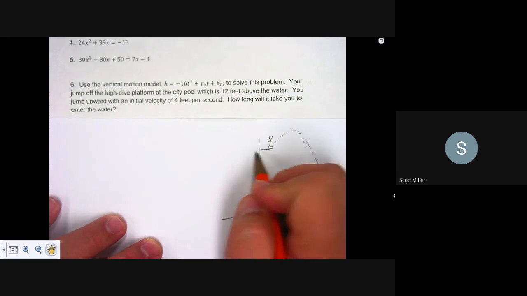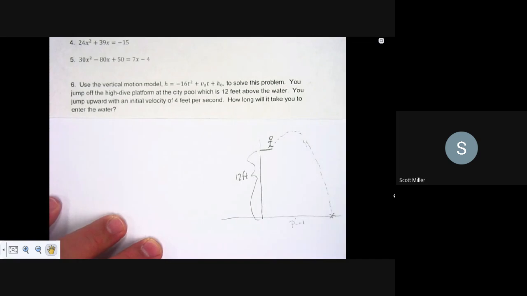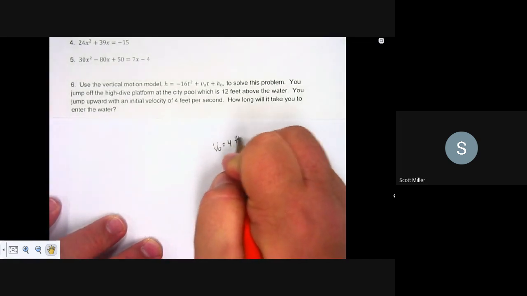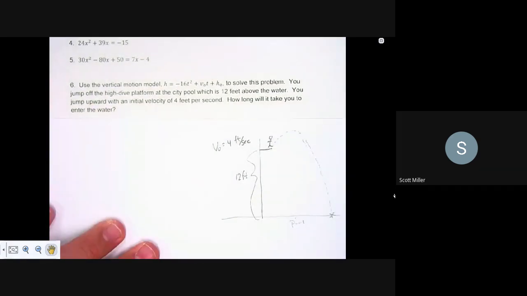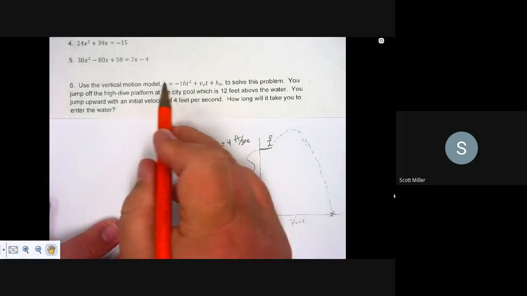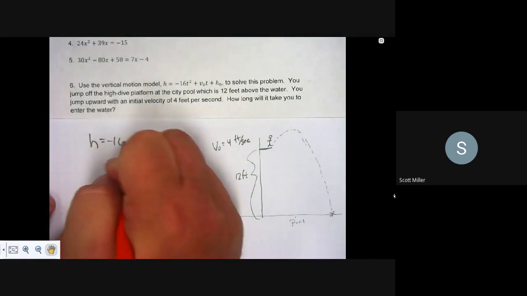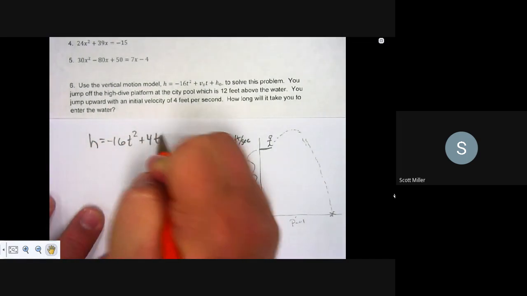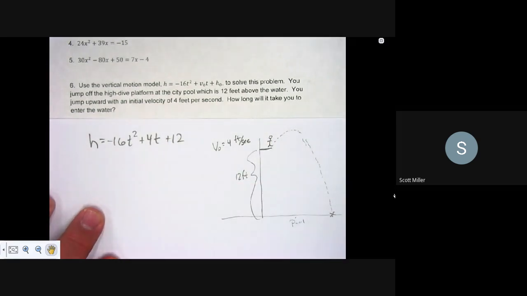Well, we know that you are 12 feet up, and you know your initial velocity is 4 feet per second. And since you're jumping upward, then we know that that is going to be a positive 4. So the first thing you do is you take this information, you plug it into this equation right here. So we'll have h equals negative 16t squared plus 4t, and then plus 12. So that's how you get your equation made.